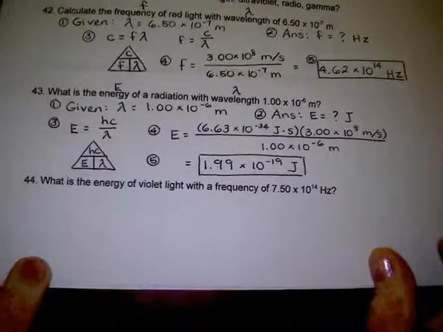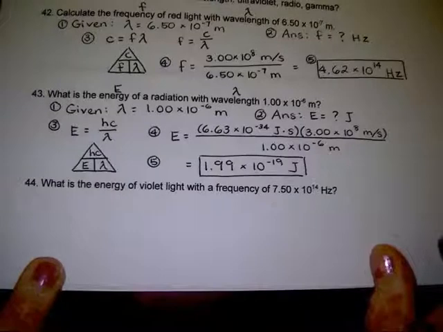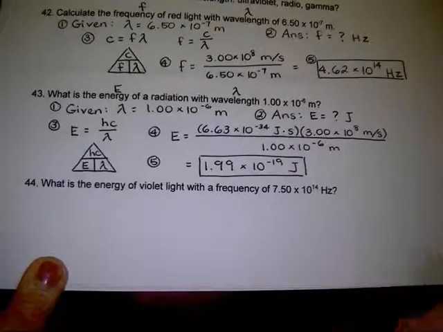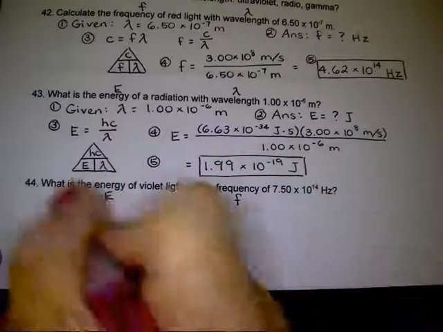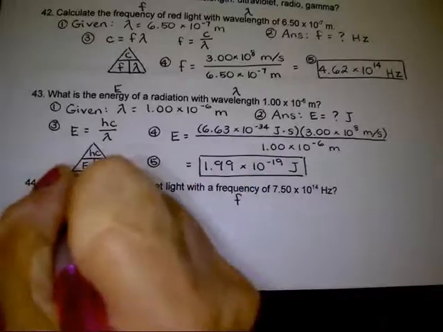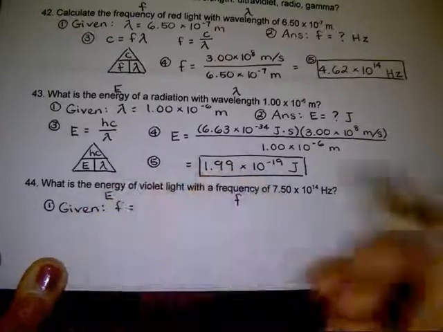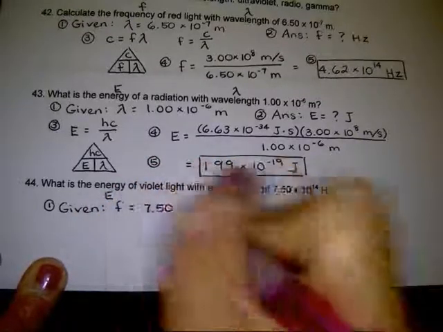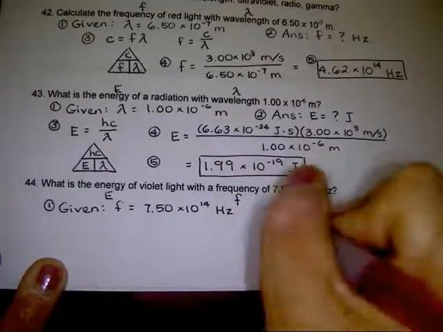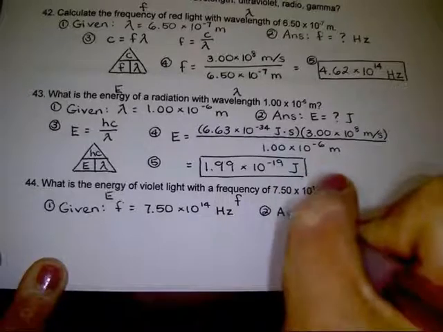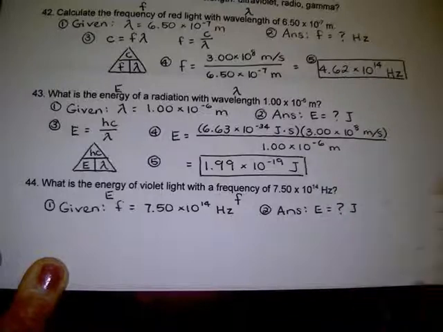Okay, number 44. What is the energy of violet light with a frequency of 7.50 times 10 to the 14th power hertz? We have energy and we have frequency. Okay, so in this problem, the given was the frequency, so F equals 7.50 times 10 to the 14th power hertz. Second step, what am I looking for? I'm looking for the energy. E equals something joules.